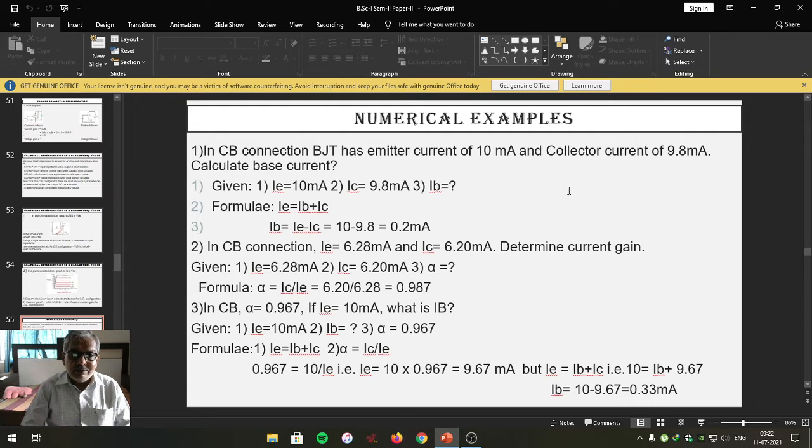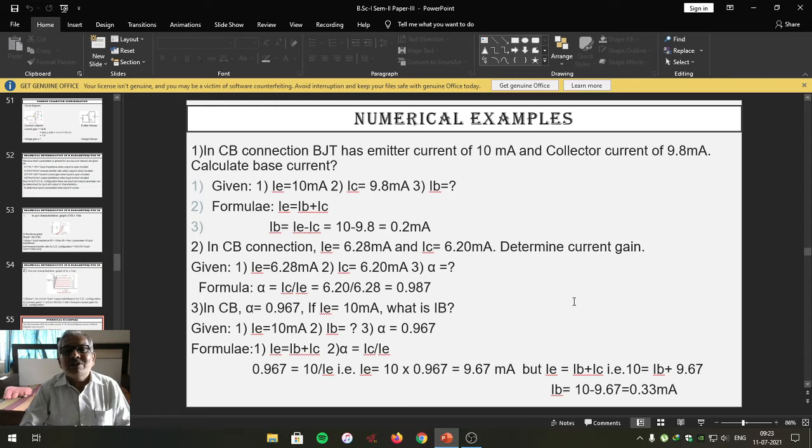Friends, at the respective places of the theoretical aspects, I made you aware that you should remember some of the formulas. The first formula which you have to remember is IE is equal to IB plus IC. Already I told you. If you have forgotten it, again I will repeat. Please do remember the first formula, that is IE is equal to IB plus IC.